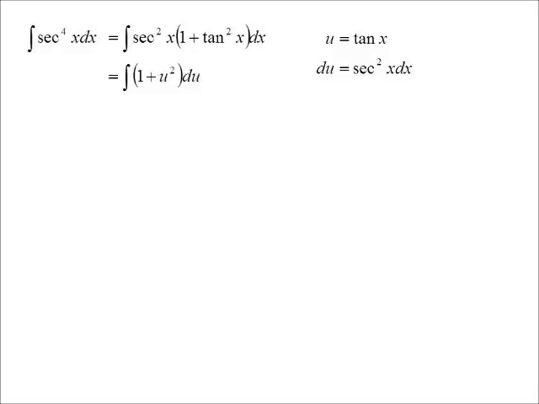Sec to the power of 4. Actually, the even powers are easier, because the sec to the power of 4, I can always extract a sec squared, that's even, leaving me with an even power, and an even power I can always change to 1 plus tan squared, and then I have derivative times function. So the even powers are much nicer. So u equals tan x, du is sec squared, and so I've just got 1 plus u squared du.